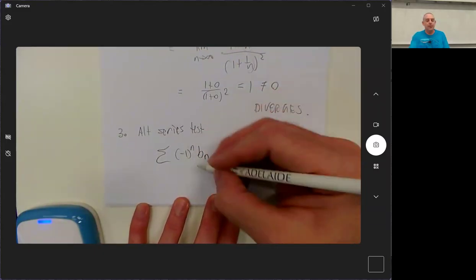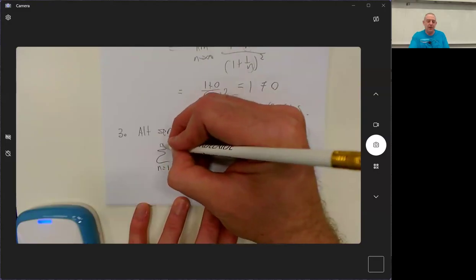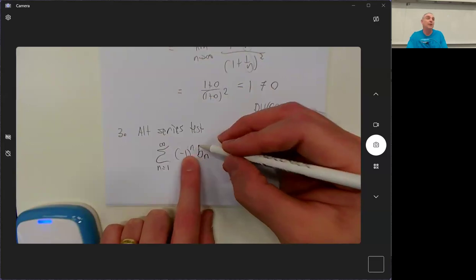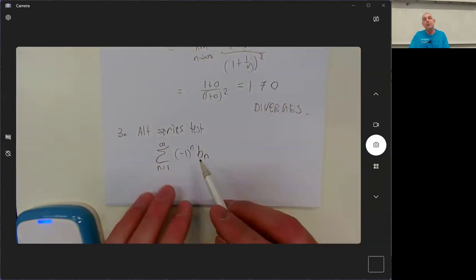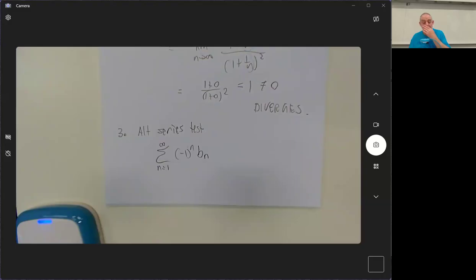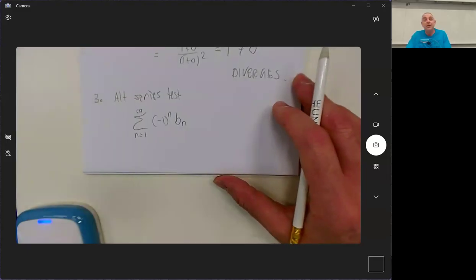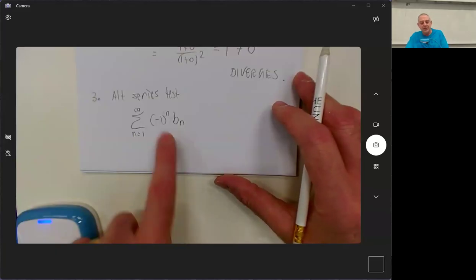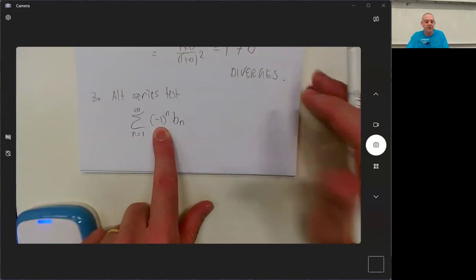There can be whatever other stuff you want, but it must have an alternation. It could be n plus 1. Doesn't really matter. It just has to alternate between plus and minus as you go along. So it's worth just subbing in to just see whether it alternates between positive and negative. And the alternating series test requires 2 things to happen. Well, technically 3 things. So the first thing is that it has to have a minus 1 to the n. It has to be alternating.